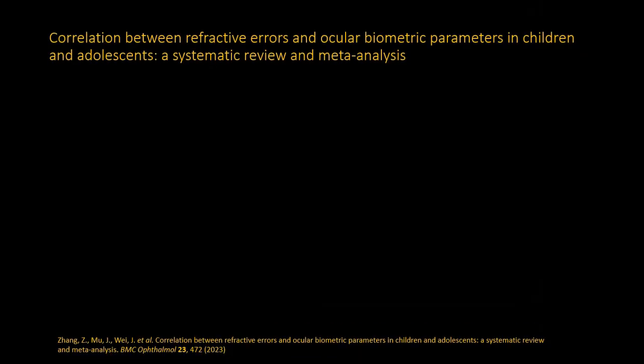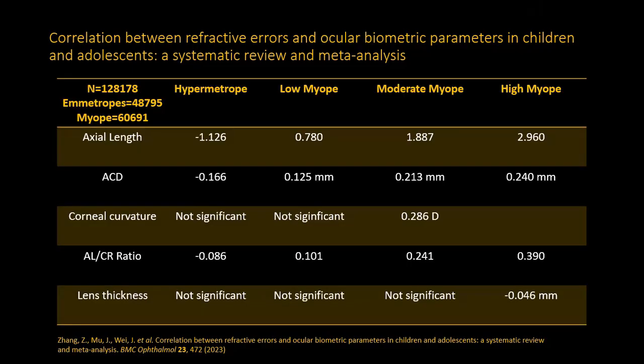According to a study by Zhang et al., on the correlation between refractive errors and ocular biometric parameters in children and adolescents, a meta-analysis included 128,178 subjects. Emmetropes were 48,795. Myopes were 60,691. Based on this study, axial length was higher in myopic cases, which was statistically significant. Similarly, anterior chamber depth was also high in myopic cases. Axial length corneal curvature ratio was high in myopes, and corneal curvature was high in moderate myopes. Lens thickness was less in myopic cases.